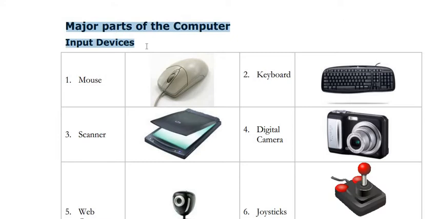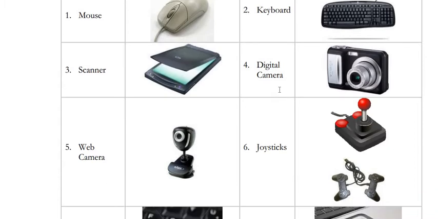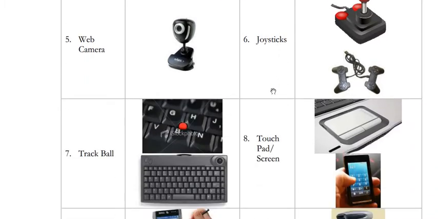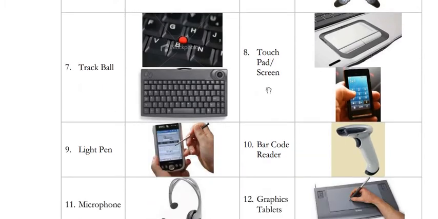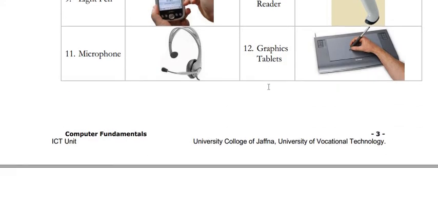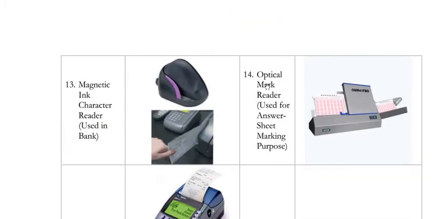Major parts of the computer: input devices. 1. Mouse. 2. Keyboard. 3. Scanner. 4. Digital camera. 5. Web camera. 6. Joystick. 7. Trackball. 8. Touchpad/screen. 9. Light pen. 10. Barcode reader. 11. Microphone. 12. Graphics tablets.